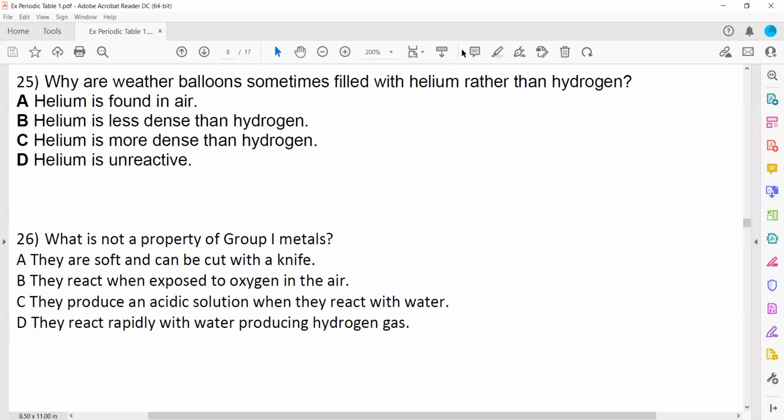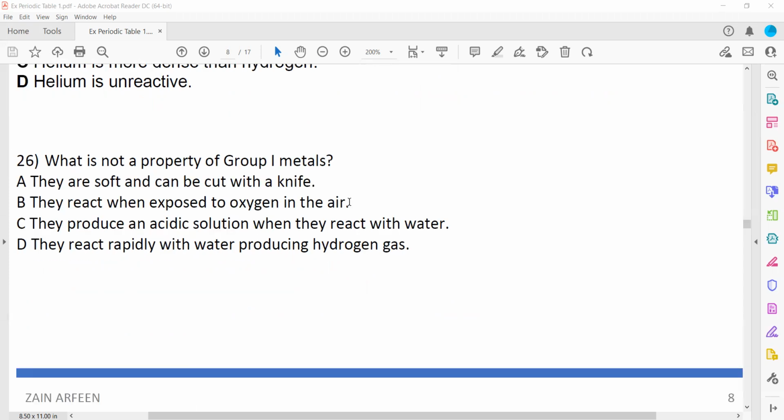Question 25: balloons are filled with helium rather than hydrogen because helium is unreactive, it does not react. And which is not a property of group 1? They are soft and can be cut by a knife, that's true. They react when exposed to oxygen in air, they're highly reactive, that's also true. They produce acidic solution, that's wrong, because they are called alkali metals, so they produce alkaline solution. And they react rapidly with water, producing hydrogen gas, so that is also true. So the wrong statement is C: they don't produce acidic solutions, they produce alkaline solutions.